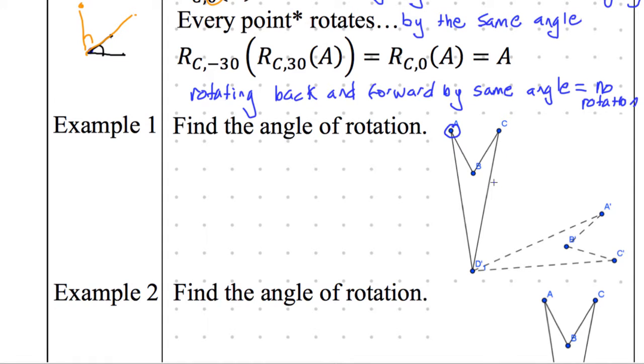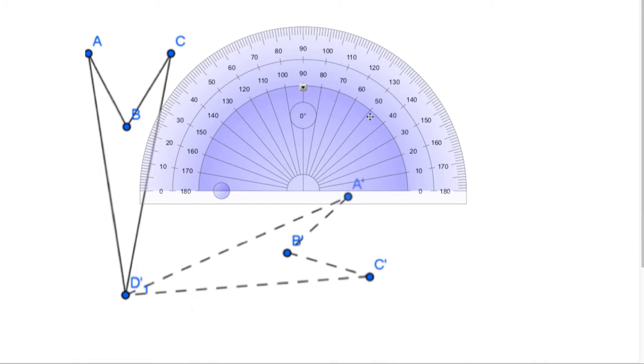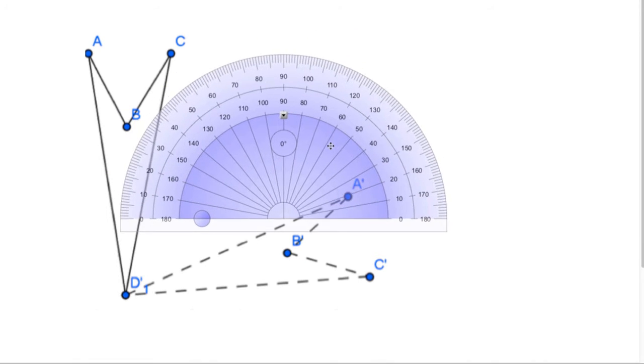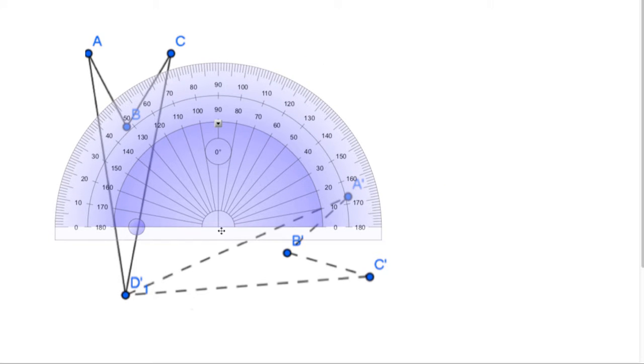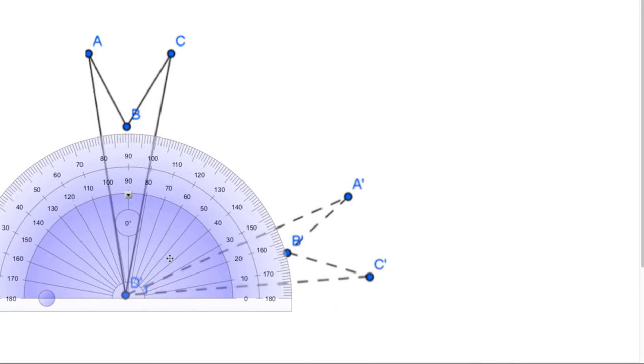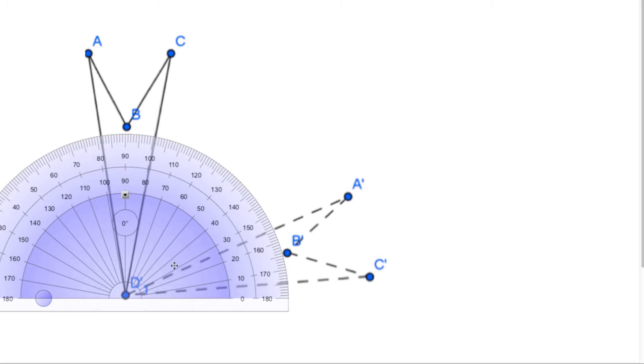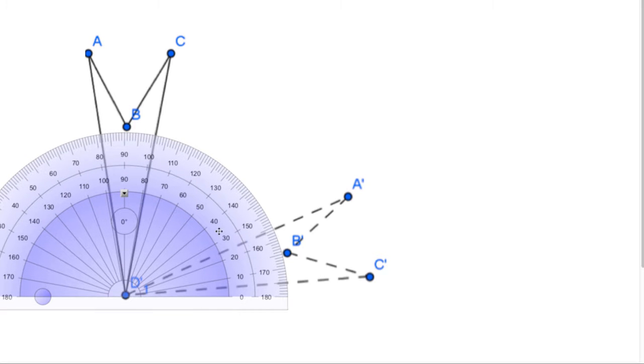With this picture, use your protractor and put the very center, which is not the bottom of the protractor, it's right where all these lines intersect, on the center of rotation. And then I want you to rotate your protractor such that this 0 degrees line matches up with this line that goes from D prime to C prime.